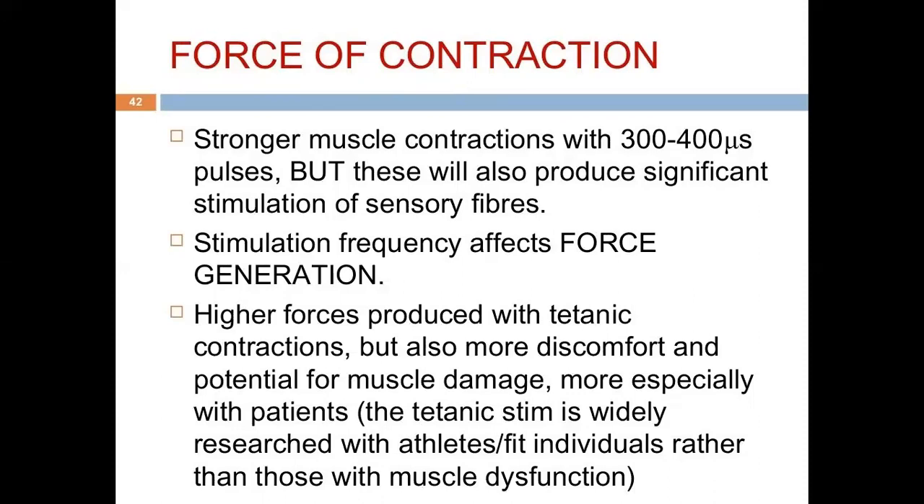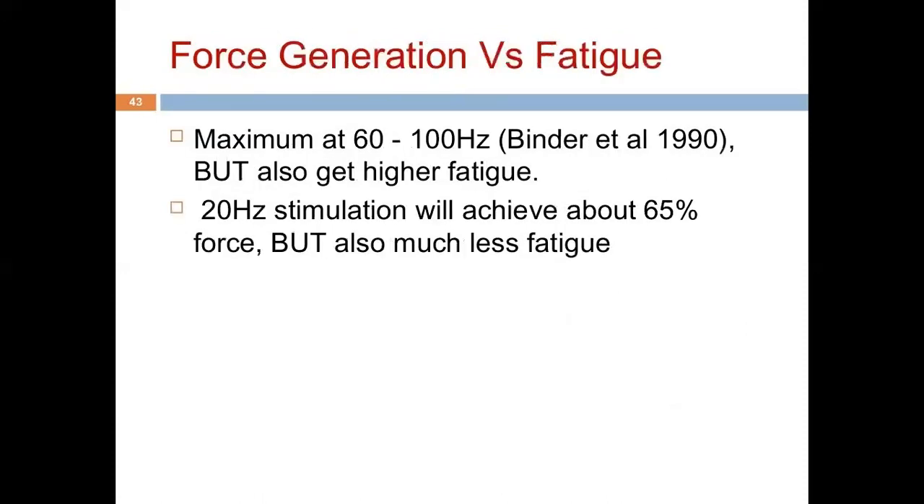Higher forces are produced with tetanic contraction, but also more discomfort and potential for muscle damage. Tetanic stimulation is widely researched with athletes and fit individuals rather than those with muscle dysfunction. Force generation versus fatigue: maximum force is at 60 to 100 Hertz, per Binder et al. in 1990, but you also get higher fatigue. 20 Hertz stimulation will achieve about 65% force, but also much less fatigue.